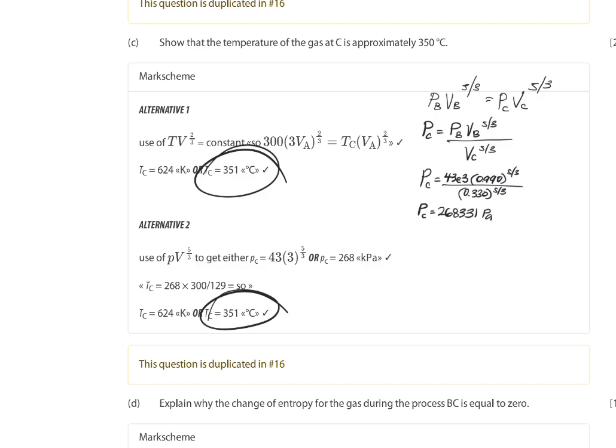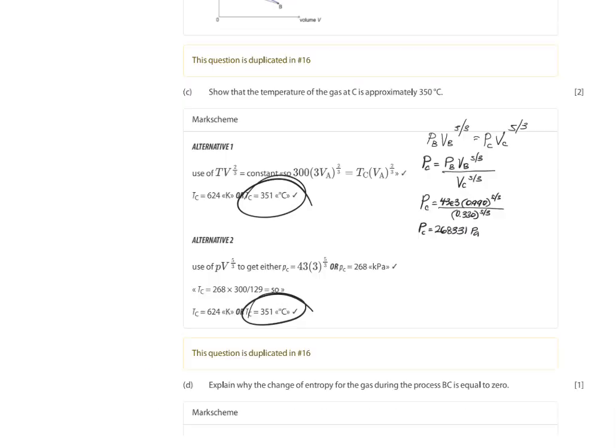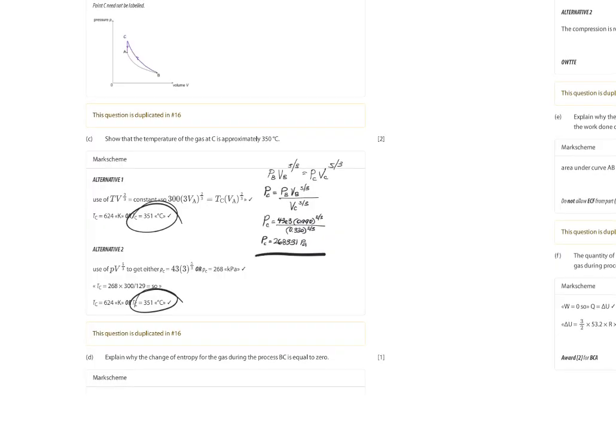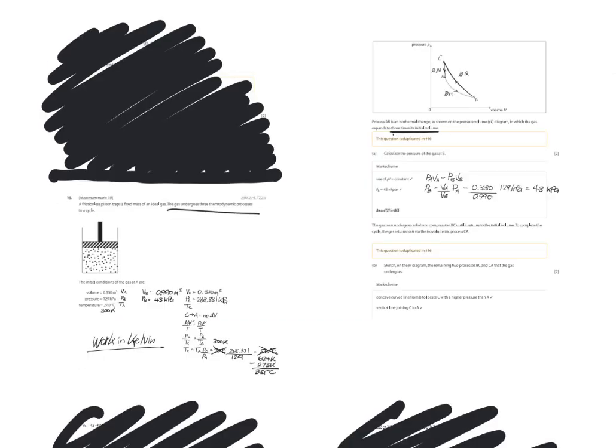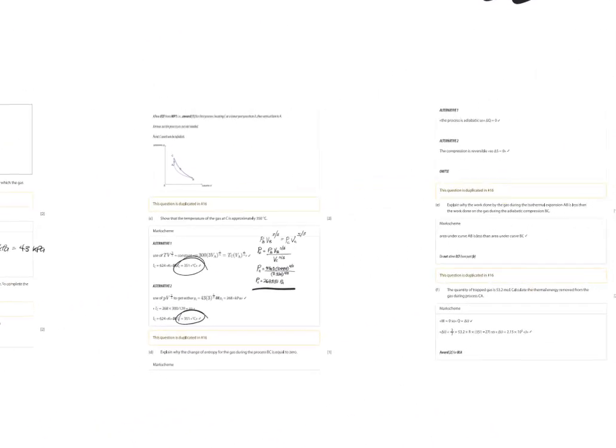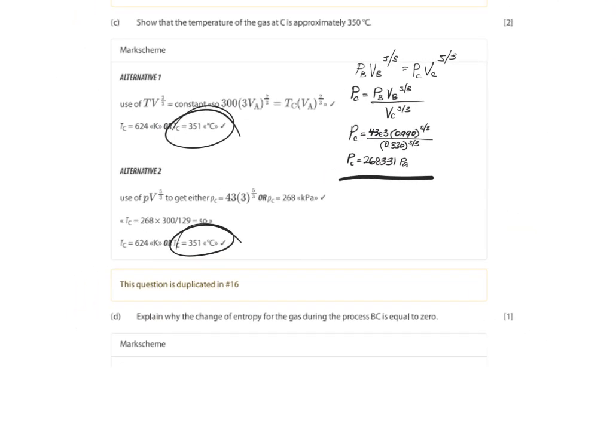Yeah, I don't know what that TV to the 2/3 is a constant. I've never seen that. But I use the adiabatic process, the 5/3. I use two processes, actually. I use the adiabatic to get the pressure of C, and then once I figured that out, I can use that pressure of C with the isovolumetric process to do pressure over temperature equals pressure over temperature, but work in Kelvin. That is a big deal. All right, so that is that.